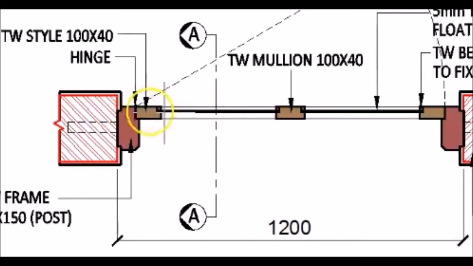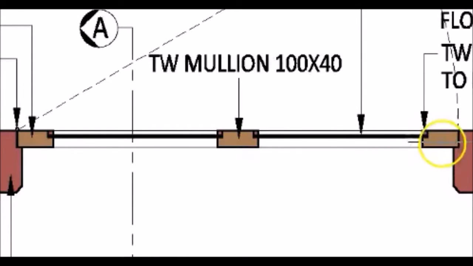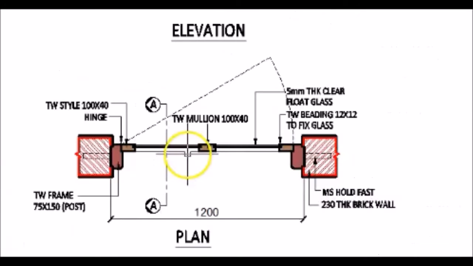Now the part which is there in between the two posts is going to be called the shutter. If you look at this particular shutter, you will see that it consists of two members, one on this side and one on the other side. These two members are called the stiles. The width of this particular member is 100 mm. So you will see that this is a teakwood style 100 by 40. A similar teakwood style of 100 by 40 would be located here.